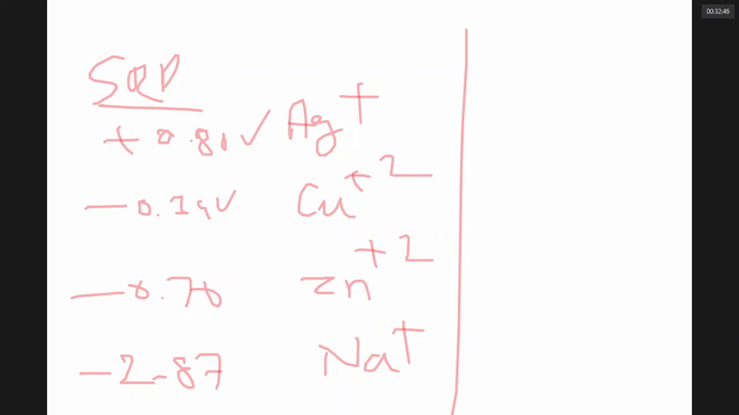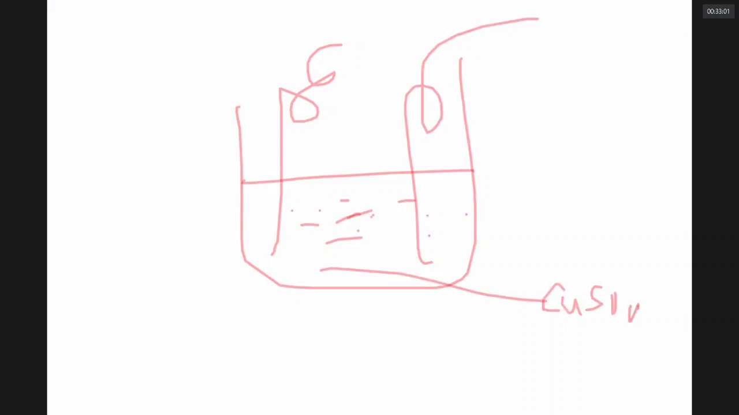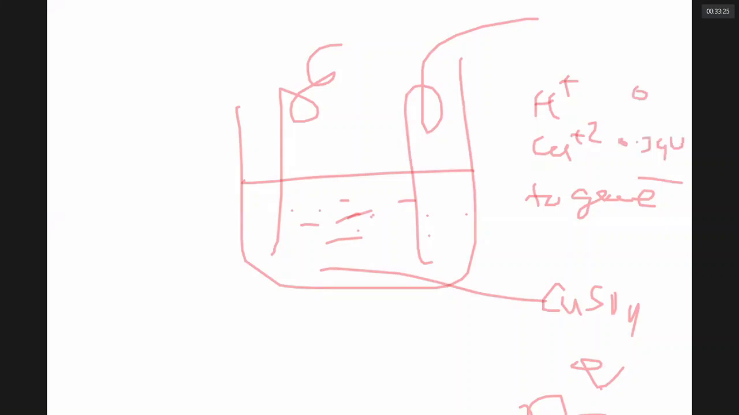Very good. Now, let me discuss this idea. I have a cell where I kept 2 electrodes and some solution, blue colored copper sulfate aqueous solution. When I pass current, there is a competition between H plus ions and copper plus 2 ions to gain electrons. Who will gain electrons first? Copper plus 2, because its potential is 0.34 volts, while that of H plus is 0. The higher SRP one will gain electrons first.